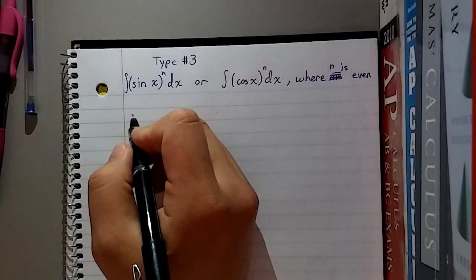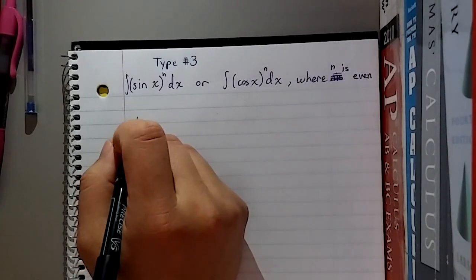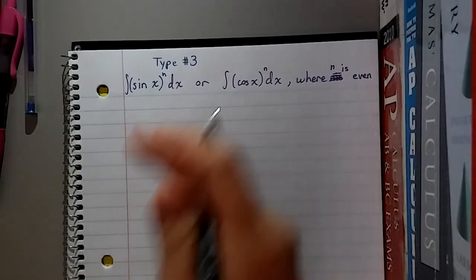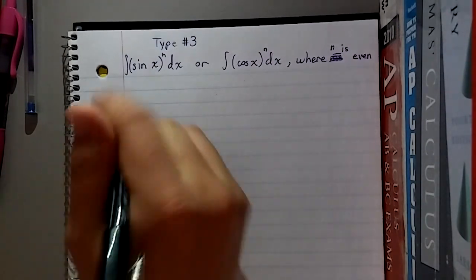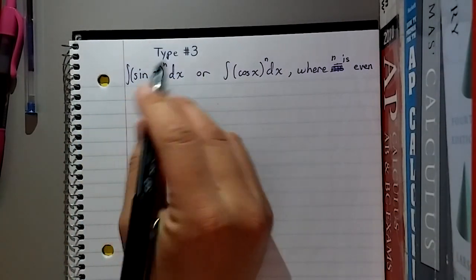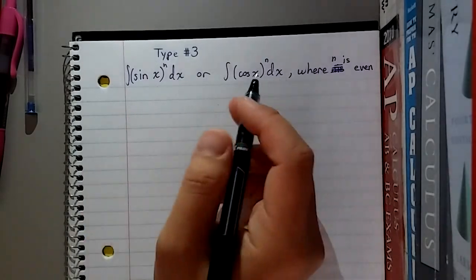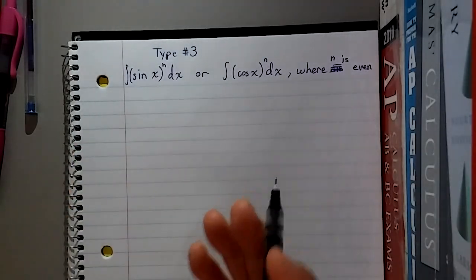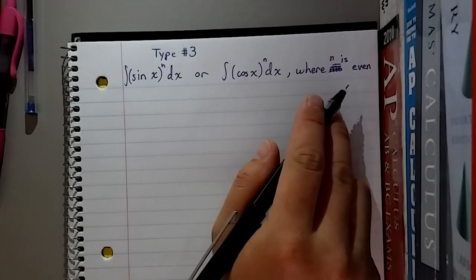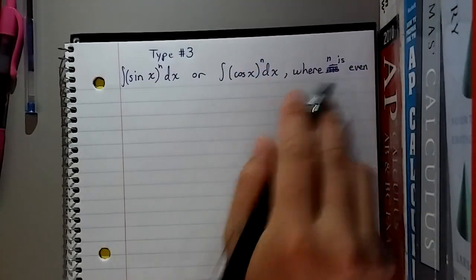Okay, type number 3. Hold on to your butts because this is going to... I might have to use a second page to solve this one. So, type number 3, where you integrate sine x or cosine x to the power of n, where n is an even integer.